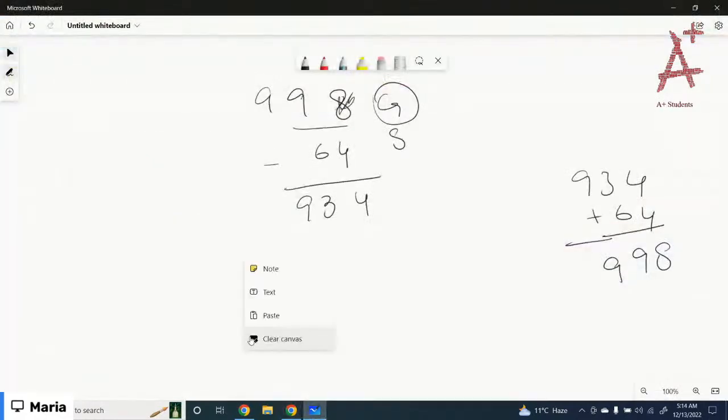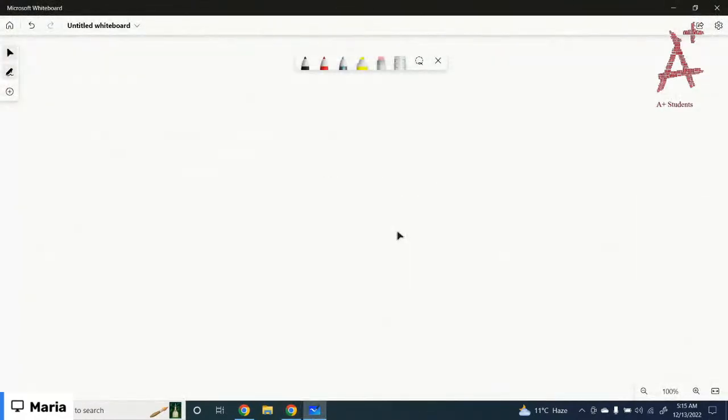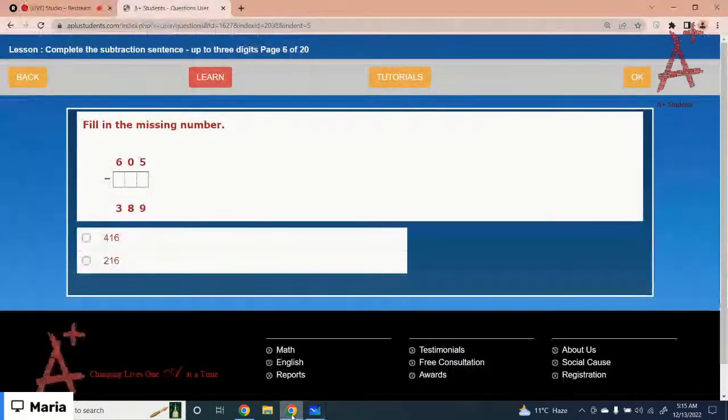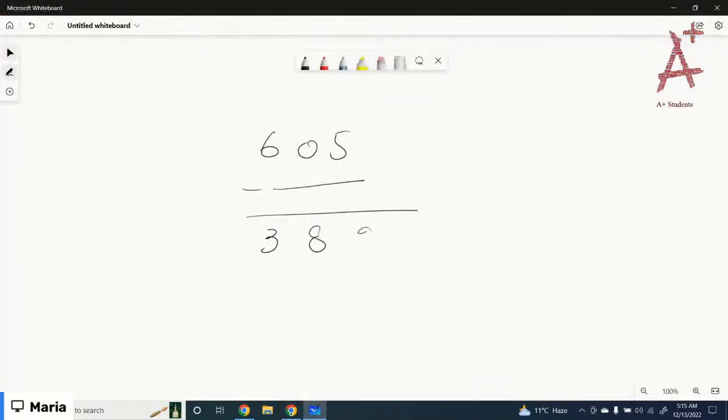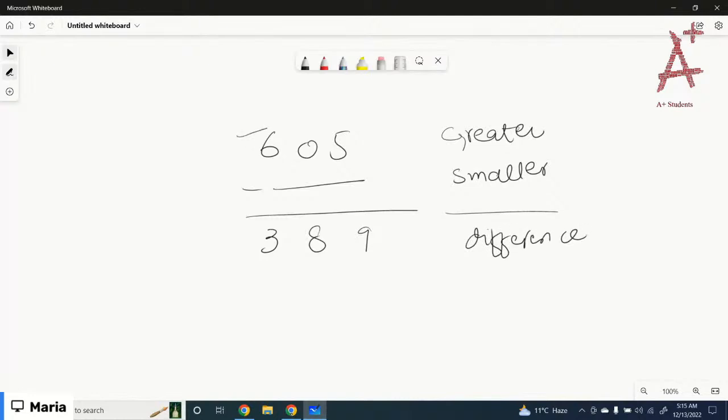Henry, just listen to me carefully, please. I'm going to do another one on the board. Okay, you are given 605 and the missing number, and their difference equals 389. Whenever you are subtracting, the first number is always the greater number, and the second number is always the smaller one, because you always subtract a smaller number out of the greater one, and then here you have the difference. Got it? This is the greater number. This number must be smaller than 605. Got it?